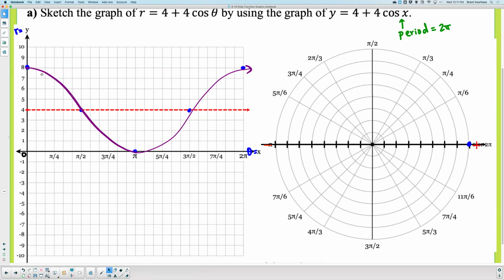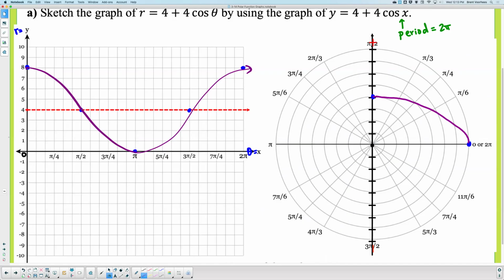What's the next key point we're going to see? Pi over 2. So go to pi over 2. And at pi over 2, what's our value? 4. So it's positive, so we go up 4. 1, 2, 3, 4. Put a point. Now, if you want, you can connect these two. It will be a curve, going from here to here. So I'm going to start to connect this as a curve. And I'm a horrible artist, but I'm going to do the best I can.